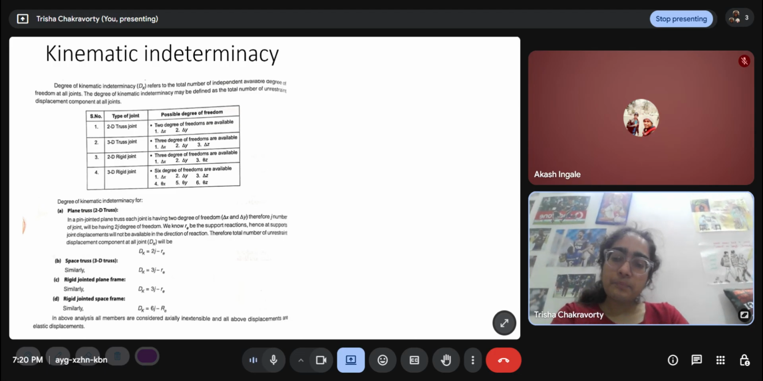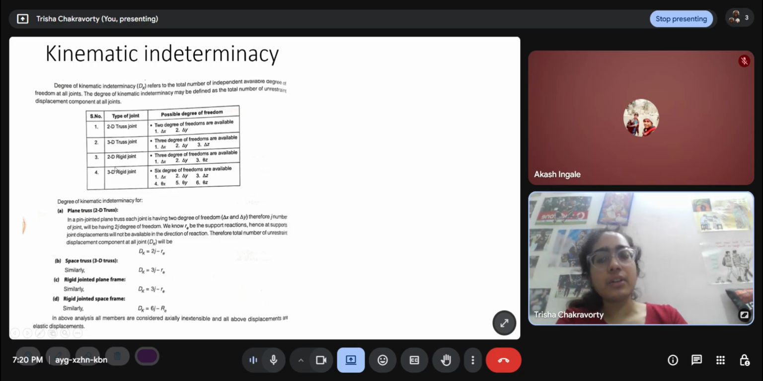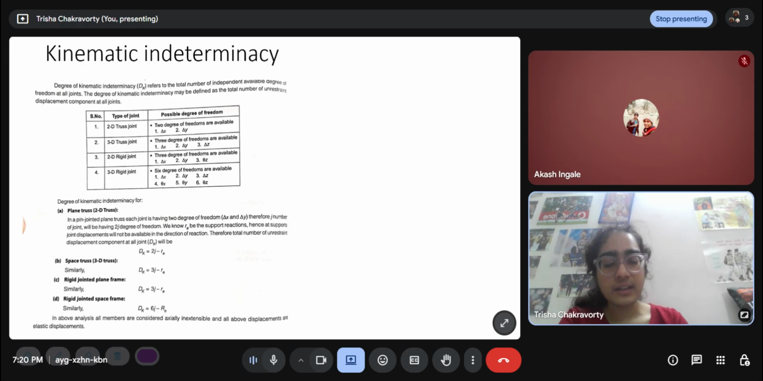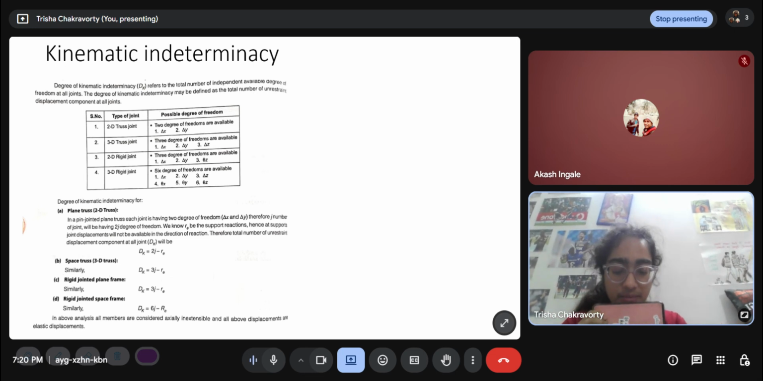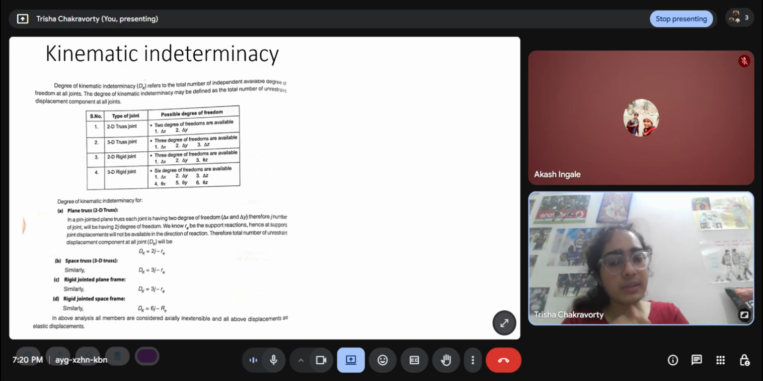For a 2D rigid joint, this rigid joint is basically any joint in a beam or a frame. It's not in a truss. So for a 2D rigid joint, we have displacement in the x direction, displacement in the y direction, and rotation about the z direction. That's because in a 2D plane, these are 1 degree of freedom each in mutually perpendicular directions, and if you take the in-plane rotation, the direction of the rotation is out of the plane. So that's why we write theta z. And for a 3D rigid joint, there can be three translational degrees of freedom and three rotational degrees of freedom.